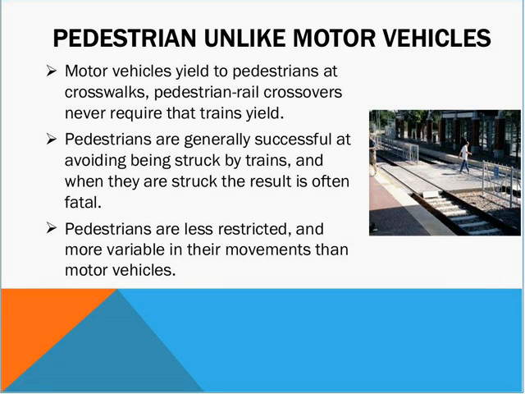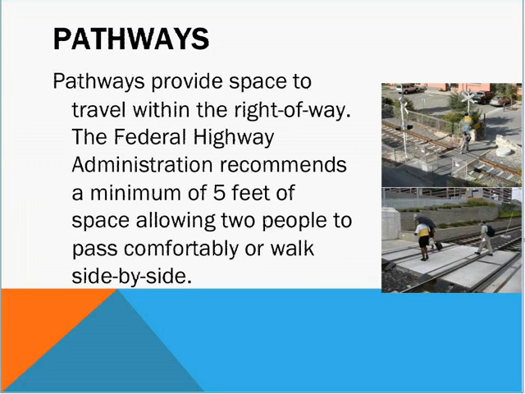One thing to bear in mind, a pedestrian is unlike a motor vehicle. A pedestrian can take action very quickly and very successfully to avoid a train if they're aware of the train's presence. A vehicle reacts very slowly, can't back off or move forward as quickly as a pedestrian can respond when they're in the track right away.